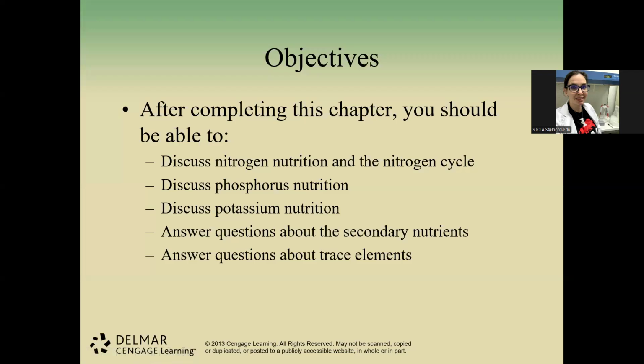All right, so after this chapter, you should be able to discuss nitrogen nutrition, the nitrogen cycle, phosphorus nutrition, potassium nutrition. You should also be able to answer questions about the secondary nutrients and the trace elements. So I'd like to go over my notes just for a moment before we move on to go through the slides. So let's go ahead and take a look at those.